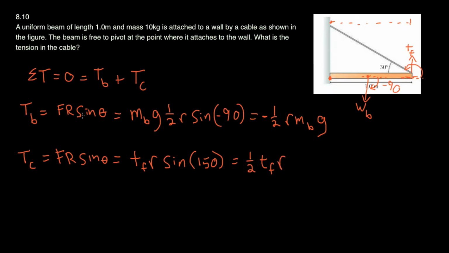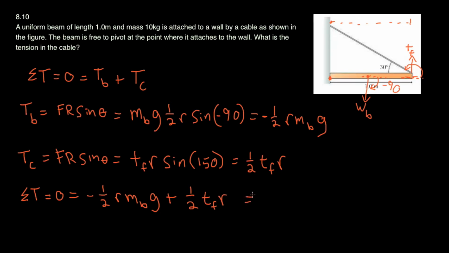Okay, so now we have T sub C and T sub B. So now let's plug them all in. The sum of all torques is going to be equal to 0. It's going to be equal to the torque provided from the beam, which is -1/2 times r times the mass of the beam times gravity, plus the torque provided by the cable, which is going to be 1/2 times the tensional force in the cable times r.